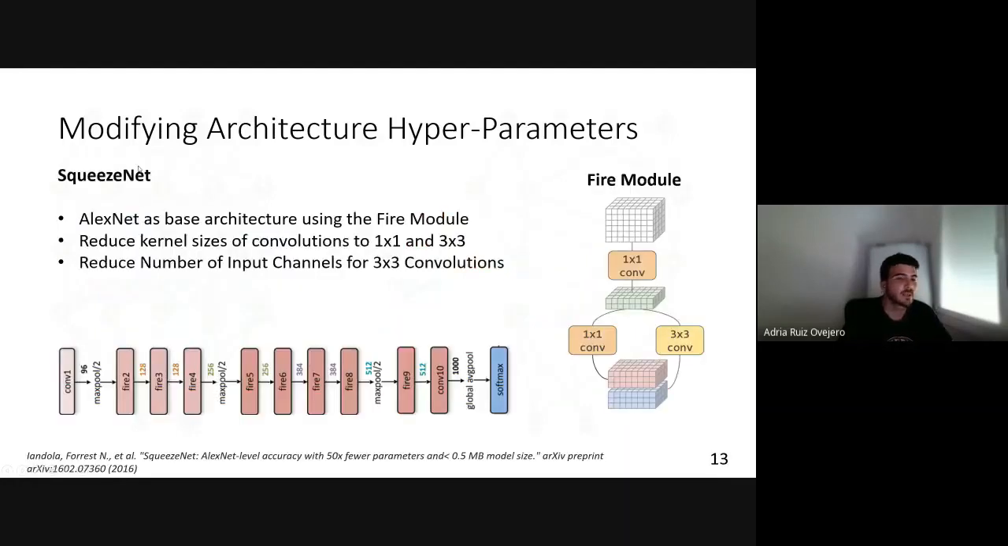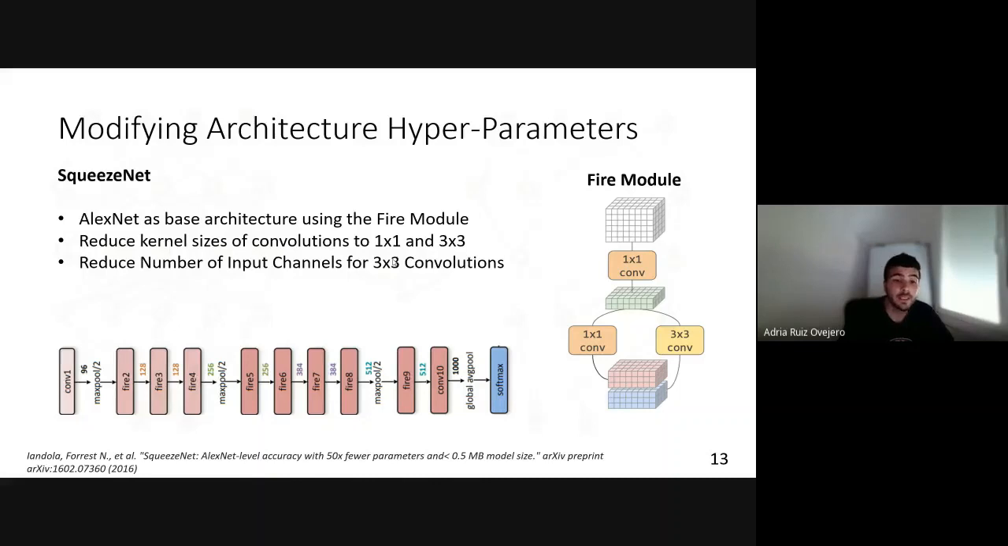And actually, for example, there is SqueezeNet, which is a paper from 2016, quite old today, but it was one of the first papers that focused on computationally efficient big networks. They took the AlexNet network, the base network from AlexNet, and what they did is reduce the kernel sizes of the convolutions to 1x1 and 3x3 convolutions, and they also reduced the number of input and output channels for the 3x3 convolutions, which are typically the most expensive ones in terms of operations and parameters.